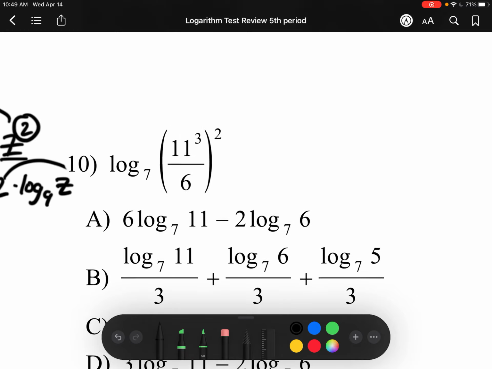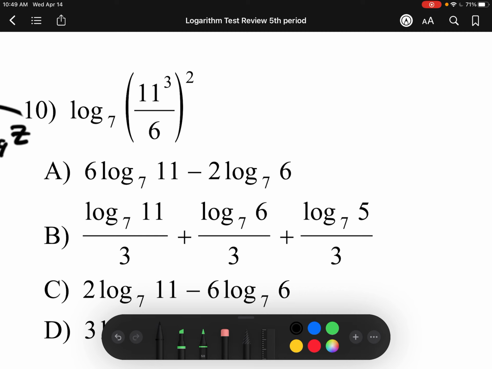All right, so for number 10, we are expanding again. And we're going to be using the quotient property as well as the exponent property here. So first, this exponent applies to everything inside of the parentheses, right? So let's distribute this exponent. So this is going to be log base 7 of, so whenever you have an exponent raised to an exponent, you're going to multiply the exponents together, right? So we have 3 times 2 there. So it's going to be 11 raised to the power 3 times 2, which is 6, over, now this gets multiplied here. The exponent is 1. When you don't see it, it's 1, right? 1 times 2 is 2, so this is going to be 6 squared.